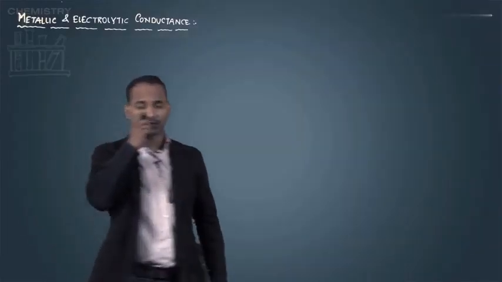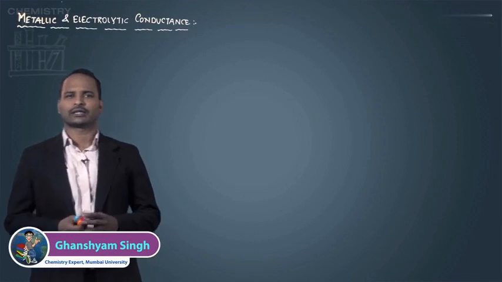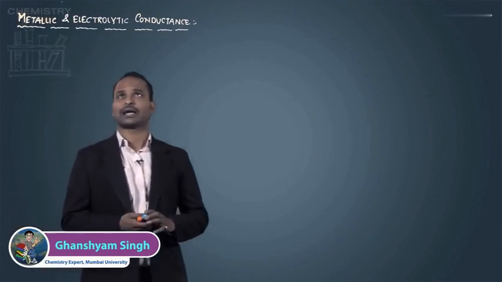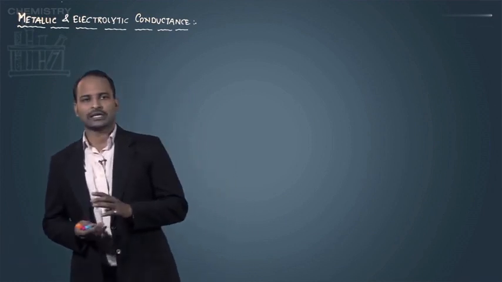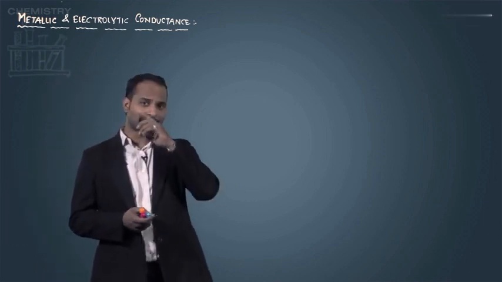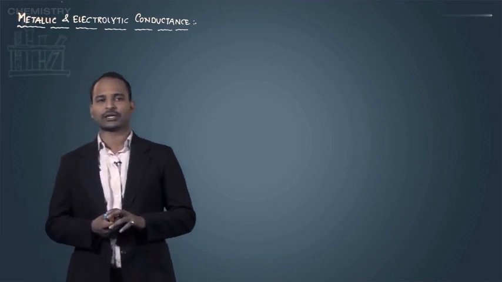Now let's talk about the third part of the chapter, that is about conductivity. In the conductivity part, let's first talk about metallic and electrolytic conductance. Conductance is the ease of the flow of electrons through any substance. The substances which conduct electricity are generally either metallic or electrolytic.